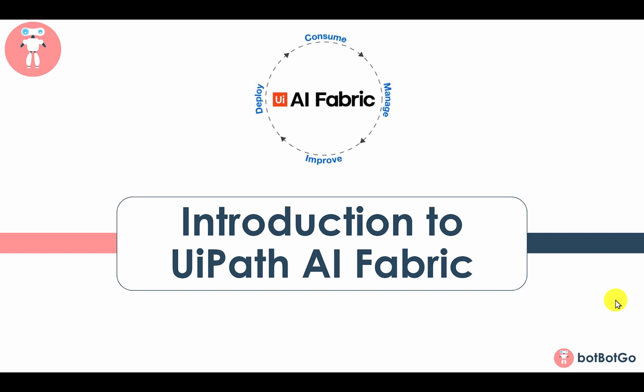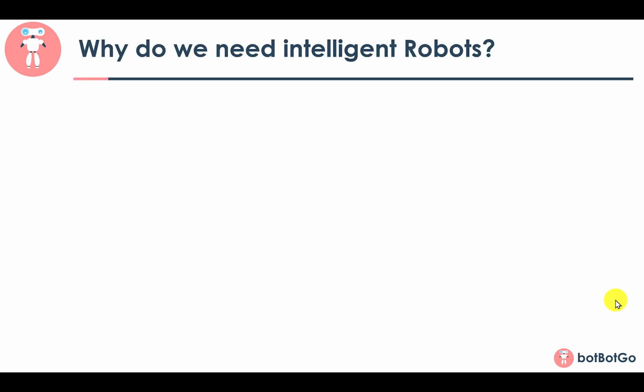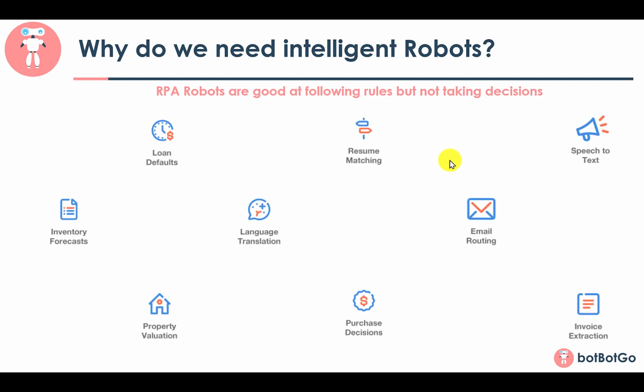And in that context, the very first question that we need to ask ourselves is why do we even need intelligent robots? And the very obvious answer to this question is that the RPA robots are really good at following rules, but they're not as good at making decisions. And if we have a look at all of these tasks, for example, property valuation or email routing, they all have something common in them.